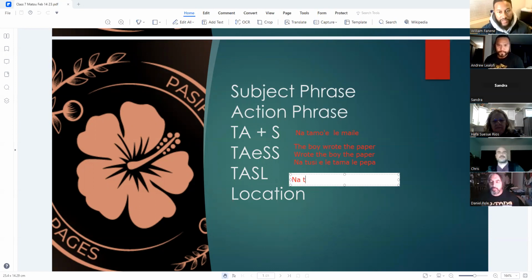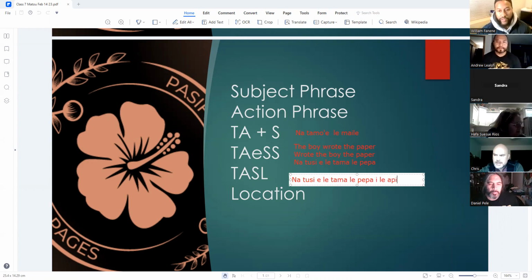So if we say Na tusi le tama le pepa, and then our location is going to be in the, so ile, right? Ile api. So we talked about our locations: even though it's a subject, because it's a location, it starts with the preposition. So Ile api.